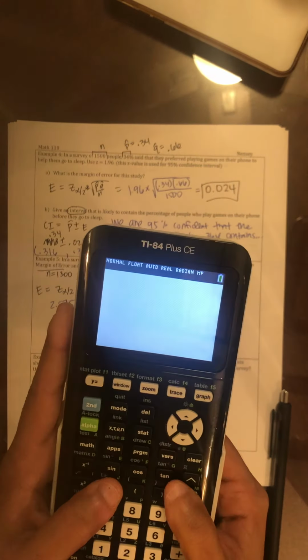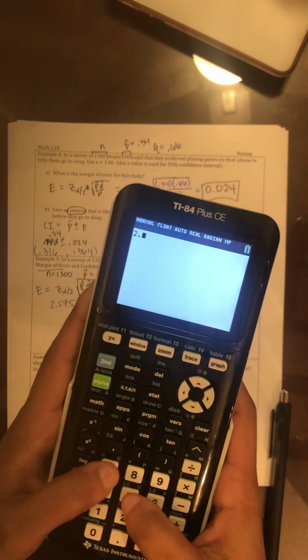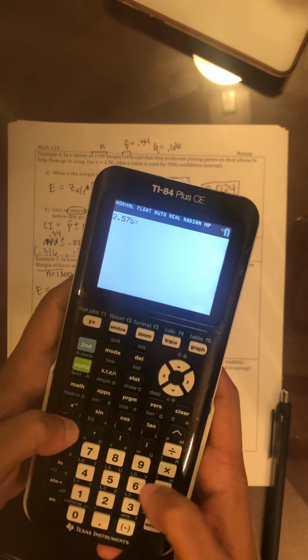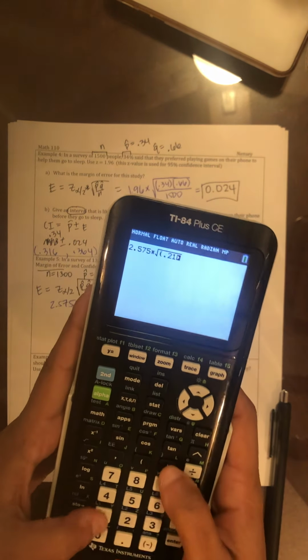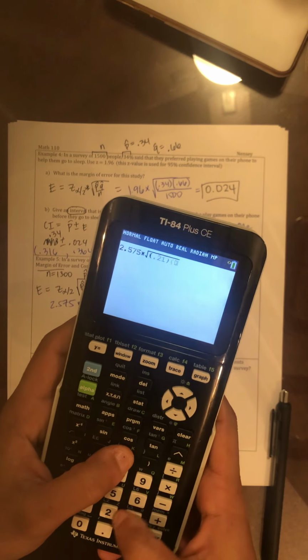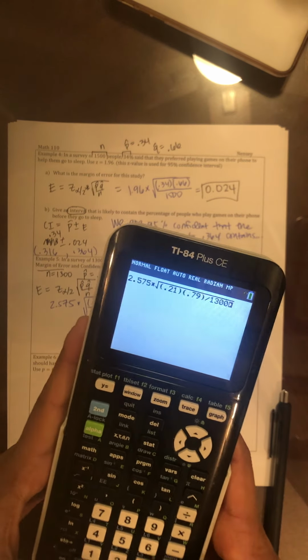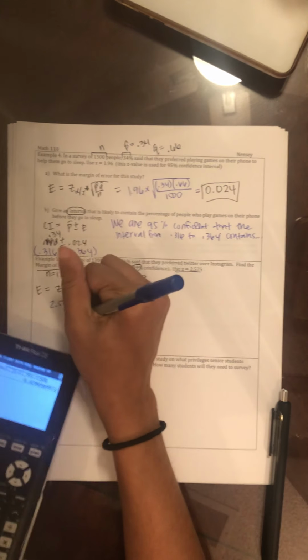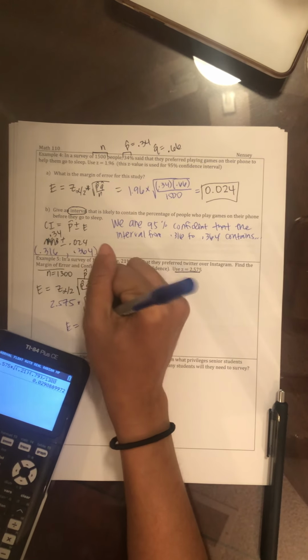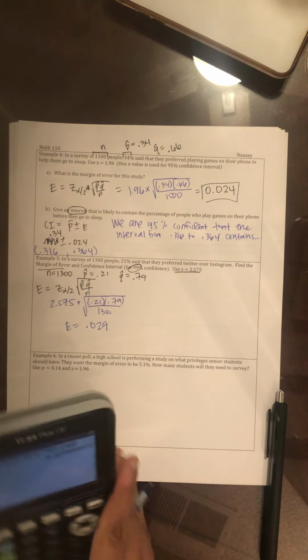Okay, so we're going to go ahead and do 2.575 times the square root of parentheses 0.21, close your parentheses, times 0.79, close your main parentheses, over 1,300. And I'm going to get E equals 0.029.